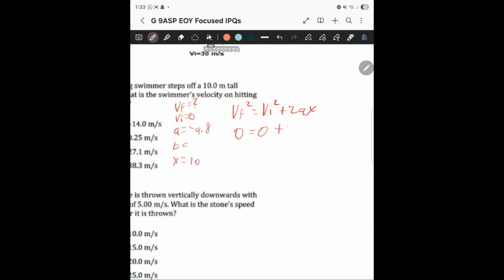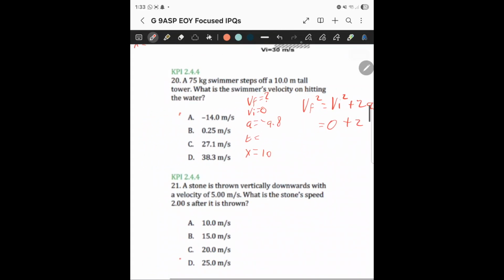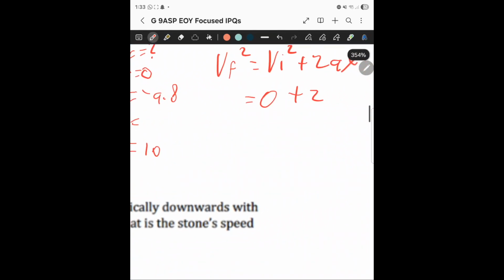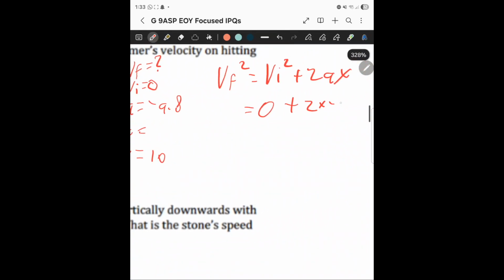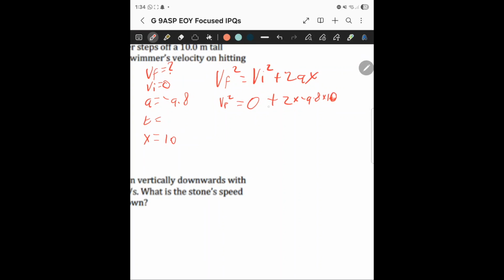Plus 2a, what am I looking for? Oh no, I'm looking for Vf, so that's not 0, I don't know it. Okay, let's do it. Plus 2 times negative 9.8 times 10. That's what I need. This is for my Vf squared. I thought I got away with it, but I didn't. All I had to do is find this and take the square root. Easy. 2 times negative 9.8 times 10 is minus 196.